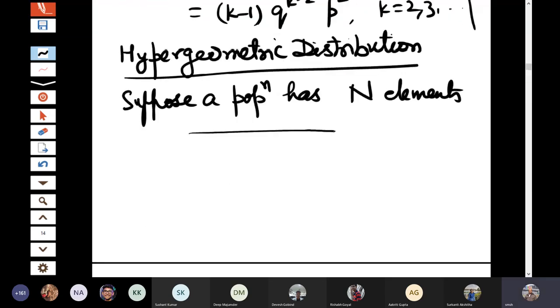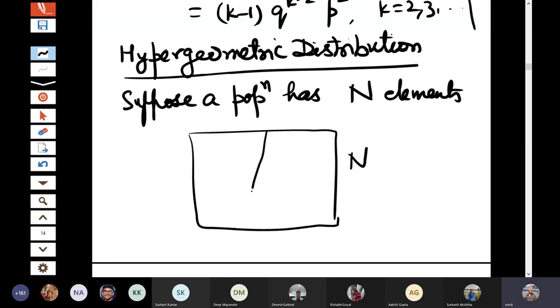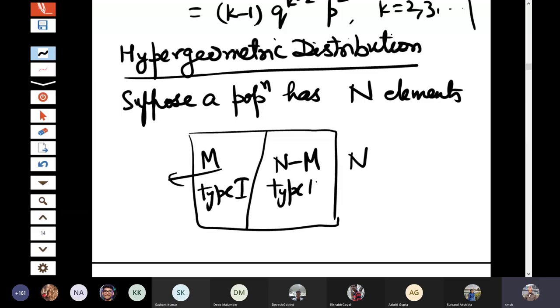So it is something like a big basket. There are N elements here, but out of these N elements, there are M elements which are of one type and N minus M elements which are of another type. So we can call it type 1 and type 2. Again, the description is similar to the success failure kind of thing. But here, when we do the selection, the probability will change every time.